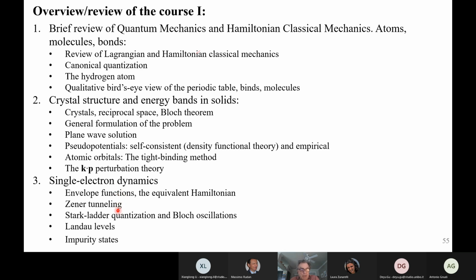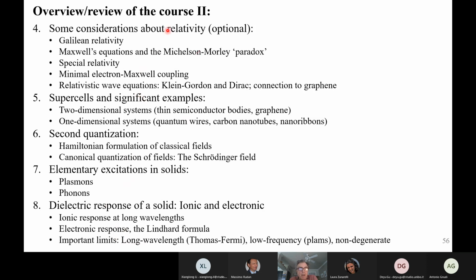Then we studied single electron dynamics, looking at equivalent Hamiltonian, envelope functions, and so on. Some examples: Zener tunneling, Bloch oscillations, the Stark ladder quantization that you have in a bulk semiconductor in a very large homogeneous electric field, Landau levels that you have when you have electrons moving in a magnetic field in 2 dimensions, and where everything started from, the energy of the states associated with a dopant in a semiconductor, to look at the ionization energy of these dopants.